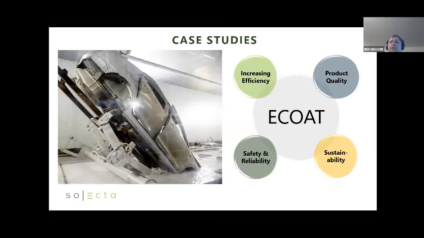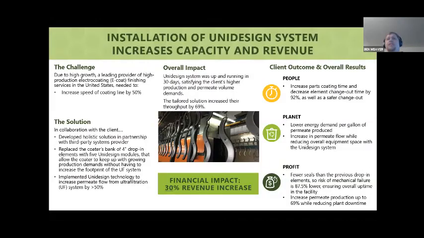So, going into a couple of case studies that show this TCO at work with specific clients. In this case, we had a parts coder that wanted to increase their line speed by 50% because they wanted to increase their revenue by 30%. And so they boosted up their line speed, and when they did the analysis, they realized that their constraint was going to be rinse water.